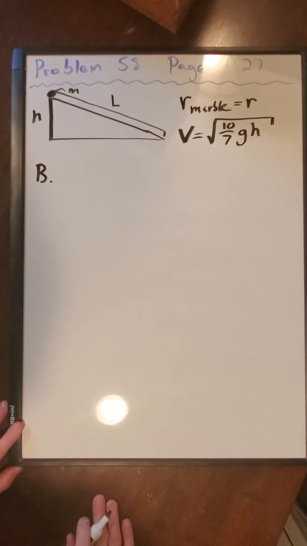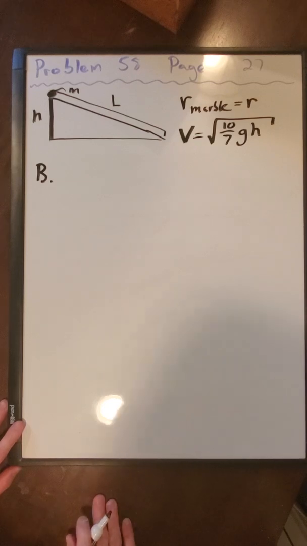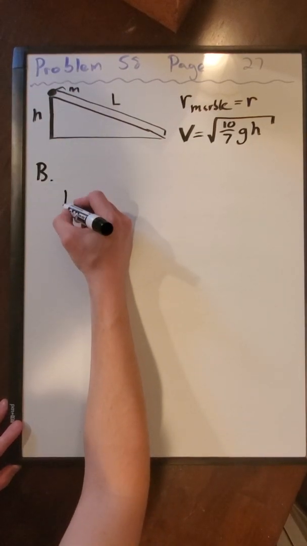it is asking what is the rotational kinetic energy at the bottom of the slope. And in this case, all it wants to know is what Kr is.